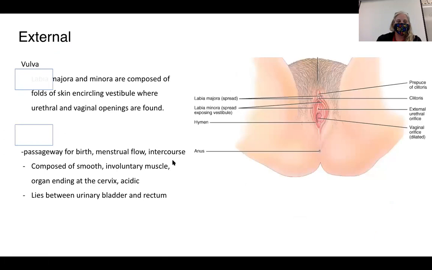All right. Externally, you're going to have the vulva. The vulva is made of the labia major, labia minor. That's the skin flaps that are around the urethral opening and then the vaginal opening. And then you also have the anus. And then in the vaginal opening, that's going to be the passageway for birth, for menstrual flow, for intercourse. It is a smooth involuntary muscle. And it ends in the cervix.